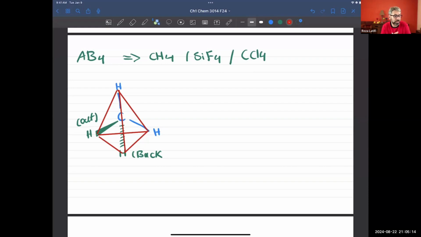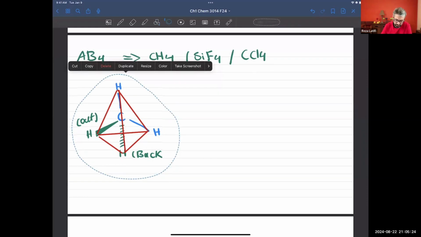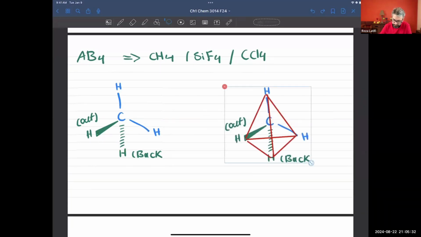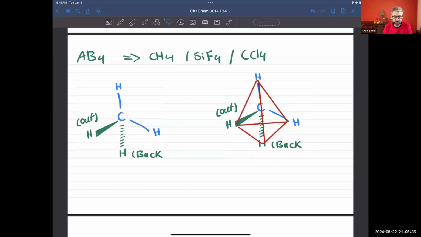In each pyramid, it has 4 faces, and that's the reason we call it tetrahedral. So I'm going to raise the line, and I will copy paste this one on the right side. So we have a pyramid, and that's the reason we call it tetrahedron. Let's assign sigma plus lone pair. We have 4 sigma bonds, so I'm going to say 4 sigma plus 0 lone pair.